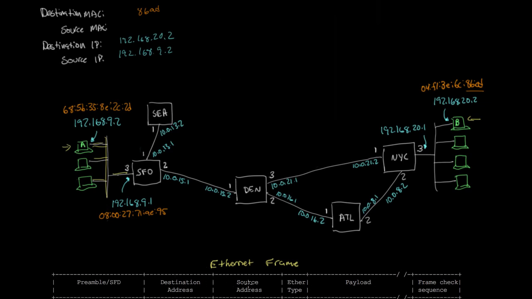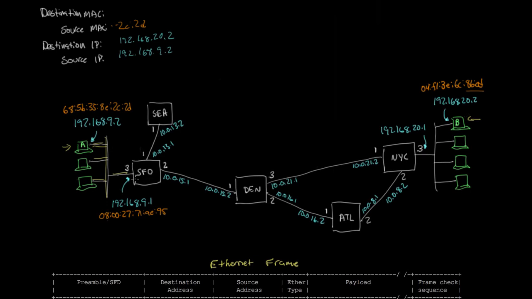So the source address is pretty simple. We're sending from host A, so it's going to be host A's MAC address, which ends with 2C2D. So the source address here is going to be 2C2D, and whatever comes before that. But the destination, we can't use host B's. We have to use something on this network.